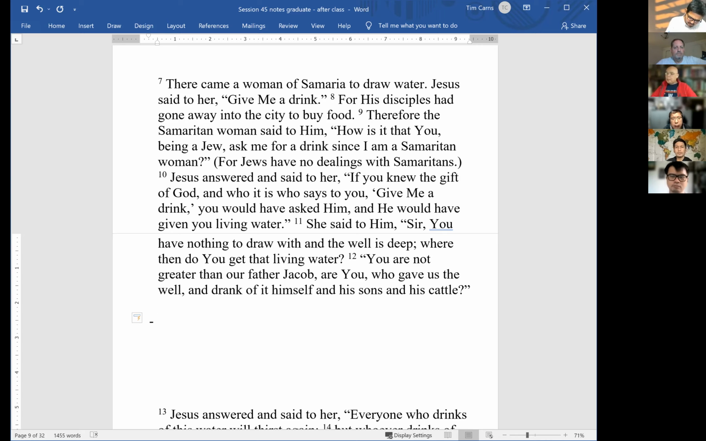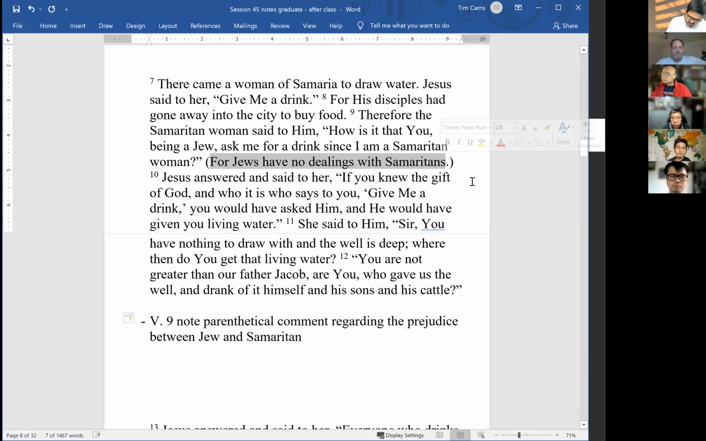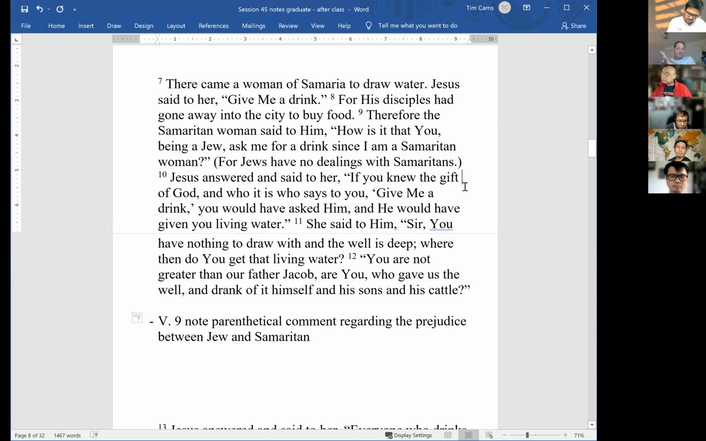Pastor Tim, in verse 9, the narrator tells us the problem or the prejudice among the Jews with the Samaritans: for Jews have no dealings with Samaritans. Yes. Again, very subtle, and it's in parentheses in English, which means the translators see this as a side comment. But I think it's one of the most significant comments in the whole story, because it's revealing the problem in the story. Jesus is talking to this Samaritan woman. That's a major issue.